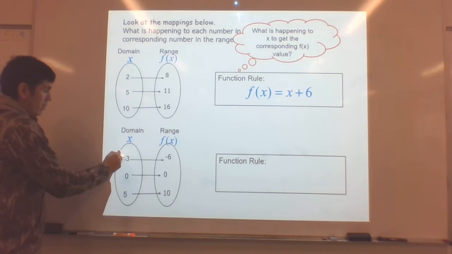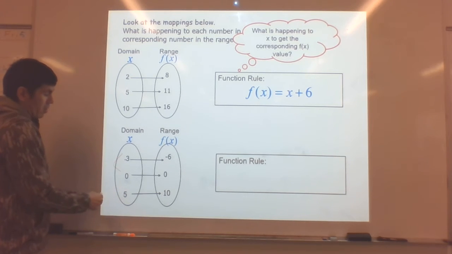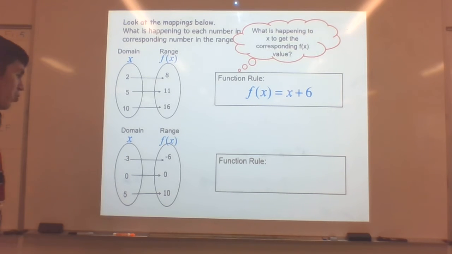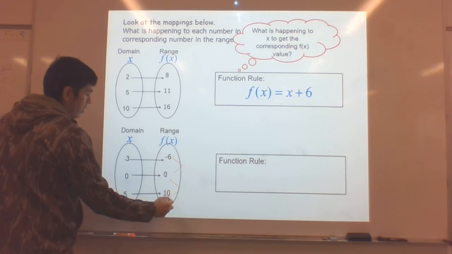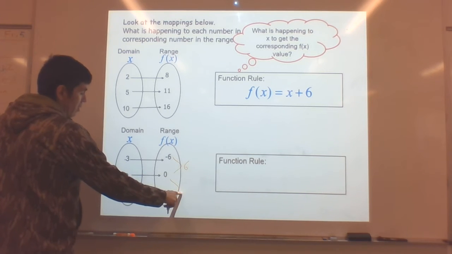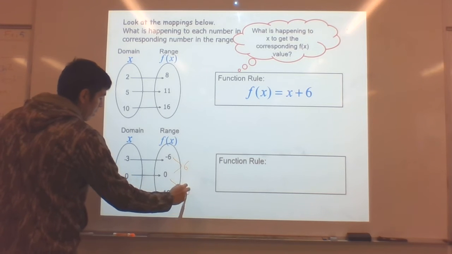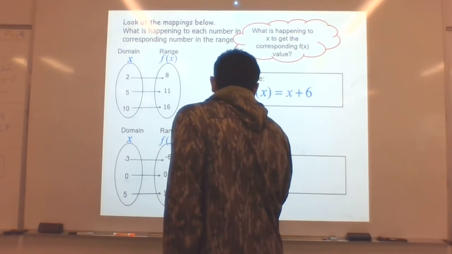So over here we have another trend. We're going from negative 3 to 0, then 5. So what's going to be the function rule here? Go ahead and do this. You can say, okay, what's the trend? We're going from here to here, and from here to here. Here we're going up 6, and over here we're going up 10. So what would be that rule? What would be my f of x?